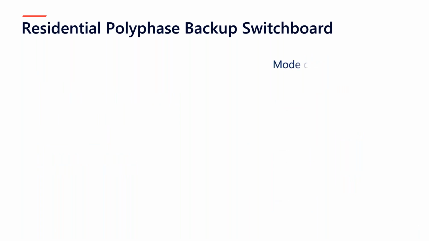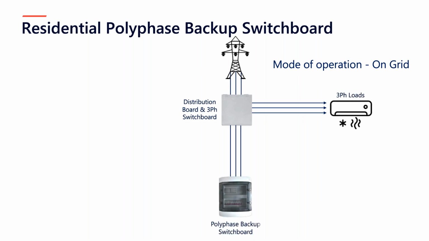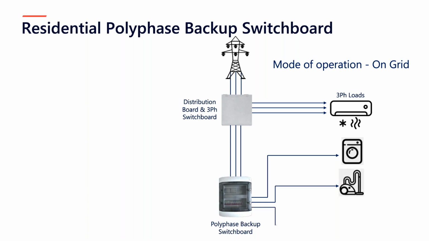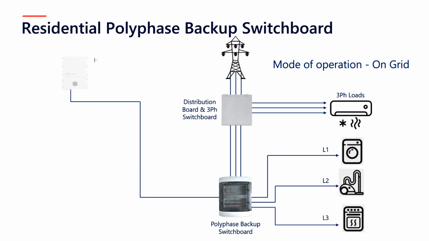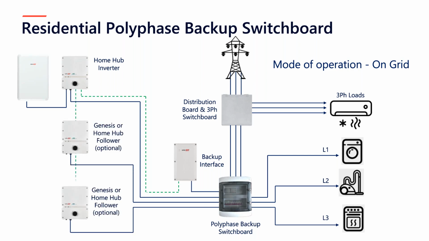The mode of operation is quite simple, really. You've got your 3-phase supply, which goes to your distribution board, which then supplies the 3-phase loads. And you've got your 3-phase supply going to the polyphase backup switchboard, which then supplies all of the single phase loads. So that's your L1, L2, and L3. You've then got single phase supply going to the home hub inverter, and single phase supply going to the backup interface, and then a comms connection between the backup interface and the home hub inverter. Obviously, the home hub inverter needs to have a battery on it. And then if you want, as I just mentioned, you can have additional inverters with additional batteries. Those all set up as followers.